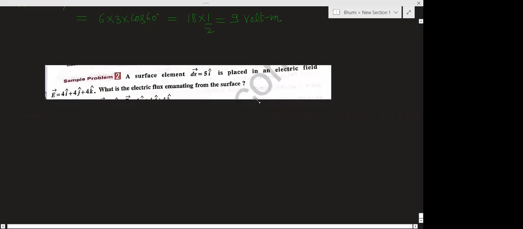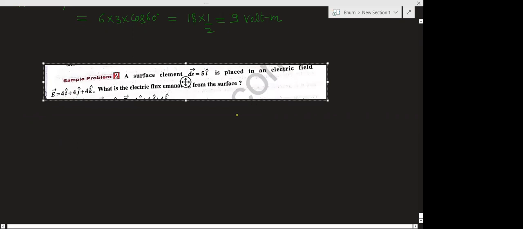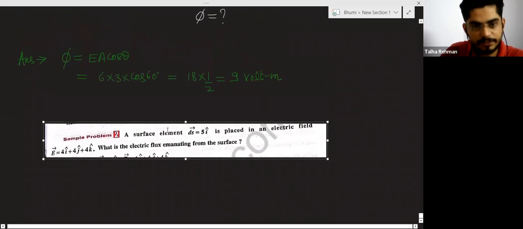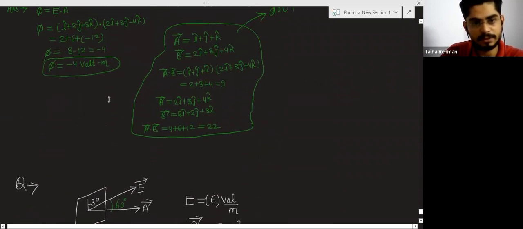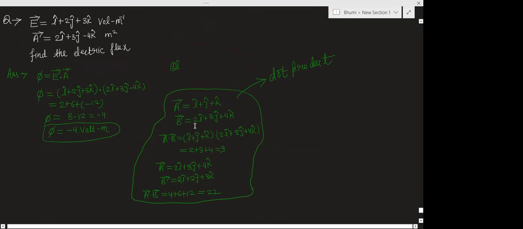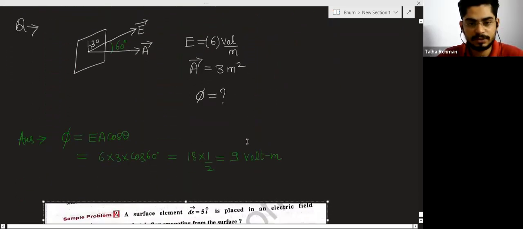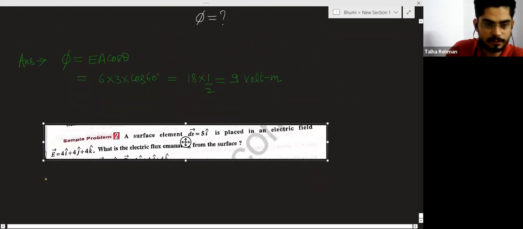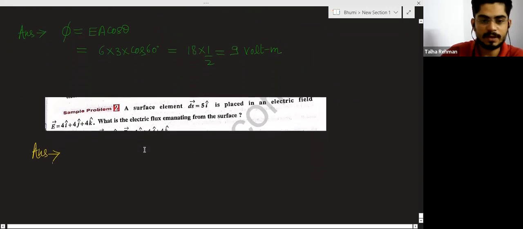So we have to find the electric flux. We will apply this formula: phi is equal to E dot A. I have told you how to find the dot product, multiplying the same with the same alphabet. Very good. So see here now. This is the answer of the question.